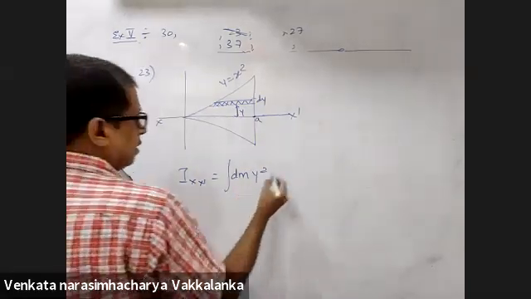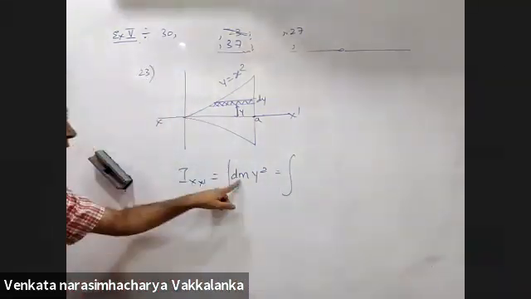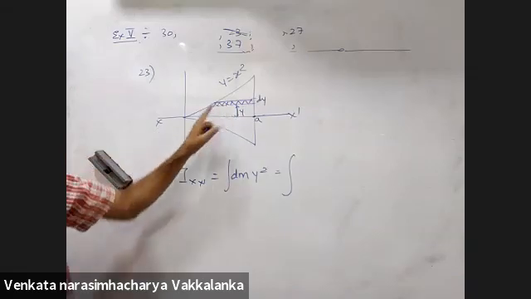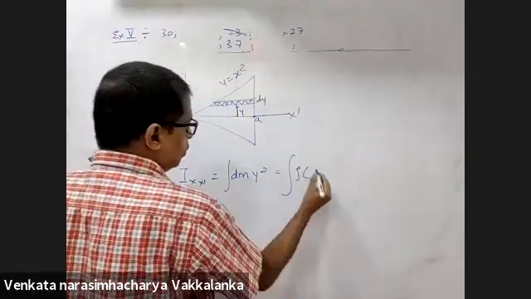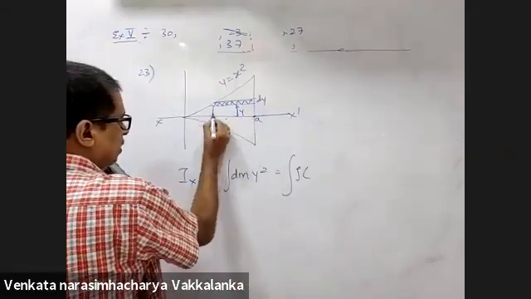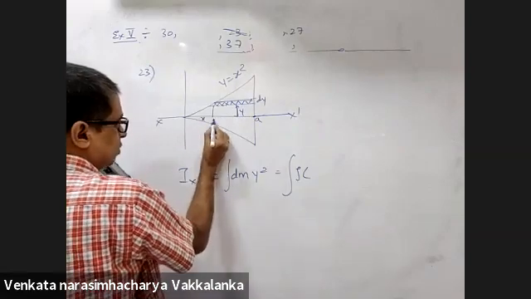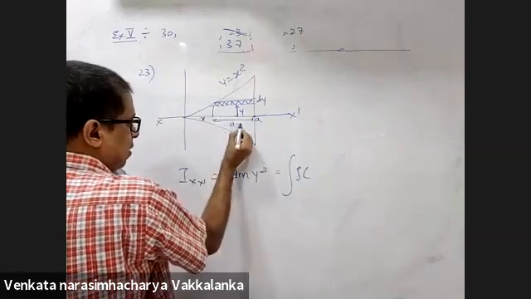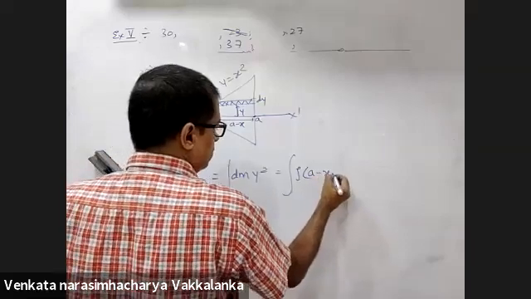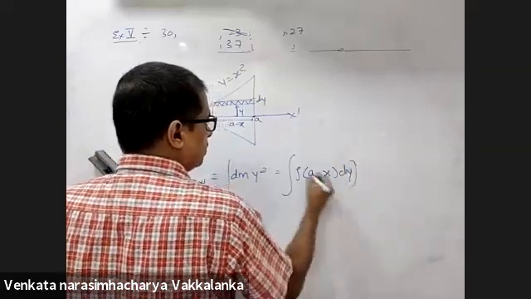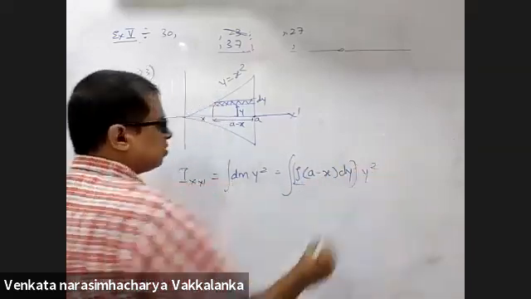Now, how do you get dm? Rho into, you have considered this at a distance of x. So what will this length be? A minus x. A minus x into dy. This is dm, into y.